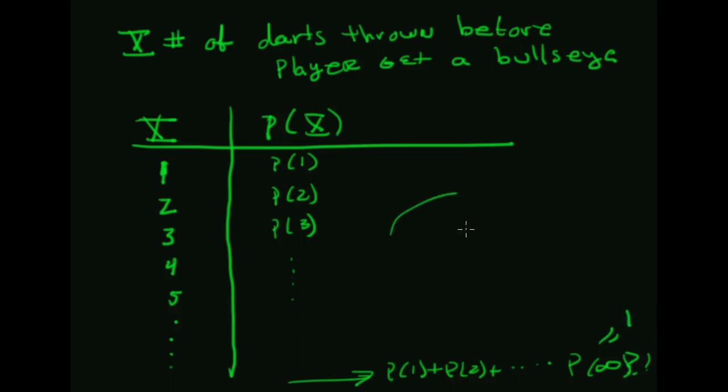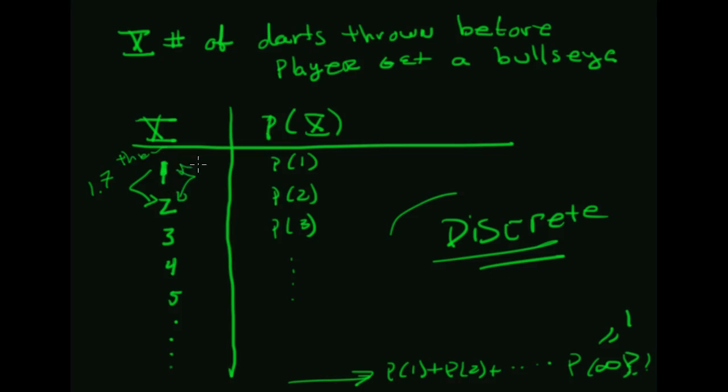But this is still discrete, right? Because there are gaps between things. You can't have 1.7 throws. So there's a distance between 1 and 2. This is still a discrete probability distribution. In fact, later on we're going to learn that this is what is referred to as a geometric distribution. So we will learn a little bit about the geometric distribution later on.